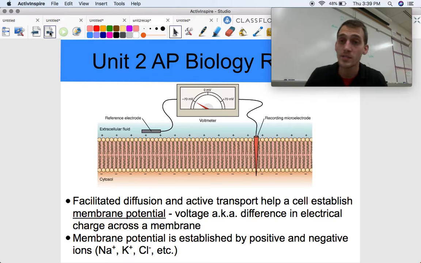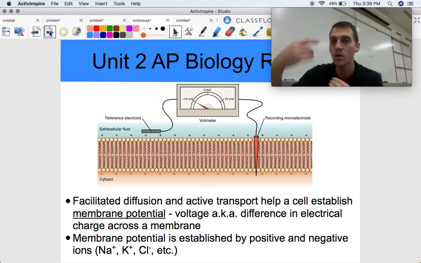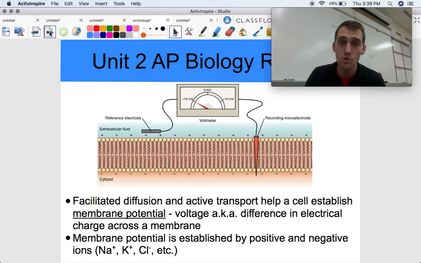You hook up a battery to something, it connects the positive end and the negative end of the battery, and then it generates a current. It can do work, and a cell can actually do that as well. It can use a difference in charge on the outside and inside of the cell in order to do some jobs, in order to do some work. So membrane potential is established by positive and negative ions, right?